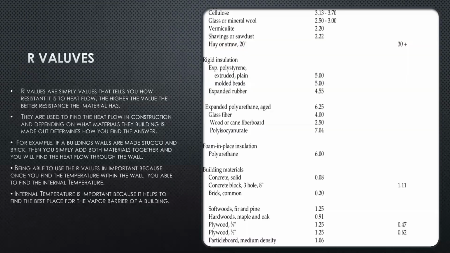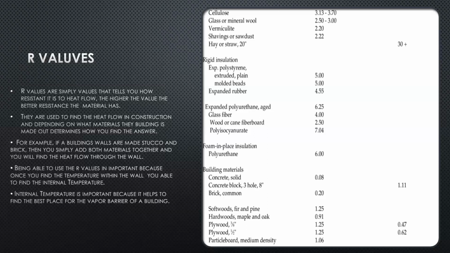The next one is R values. I gave a little sheet to give an example of the R values of materials and how resistant they are to heat flow. Usually the higher the value, the better resistance the material has against heat flow. R values are used to find the heat flow in construction, and depending on the material that you use, it really helps to find out the answer. So an example would be if you're making walls out of stucco and brick, then you simply add both materials' R values together, and that'll help you find the heat flow through the wall. Finding the R values is important because once you find the temperature within the wall, you'll be able to find the internal temperature.